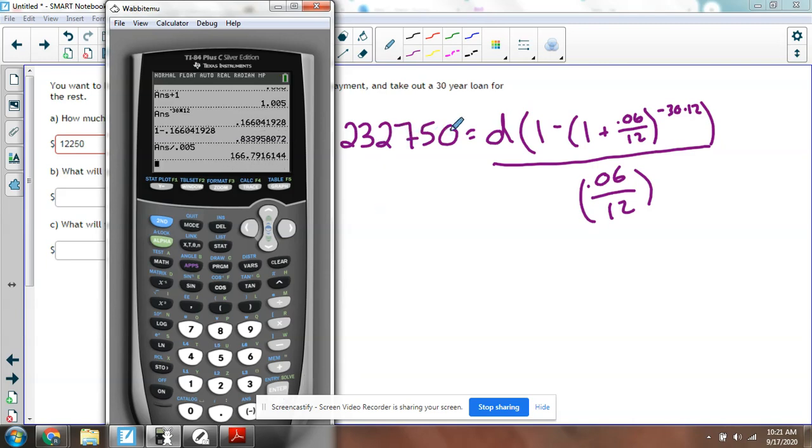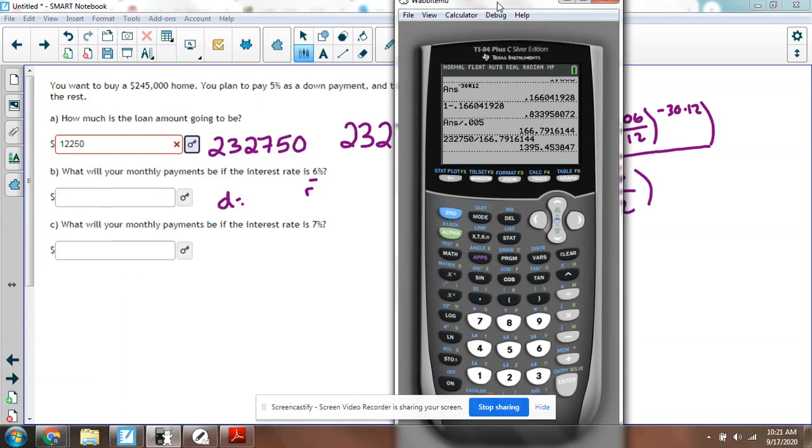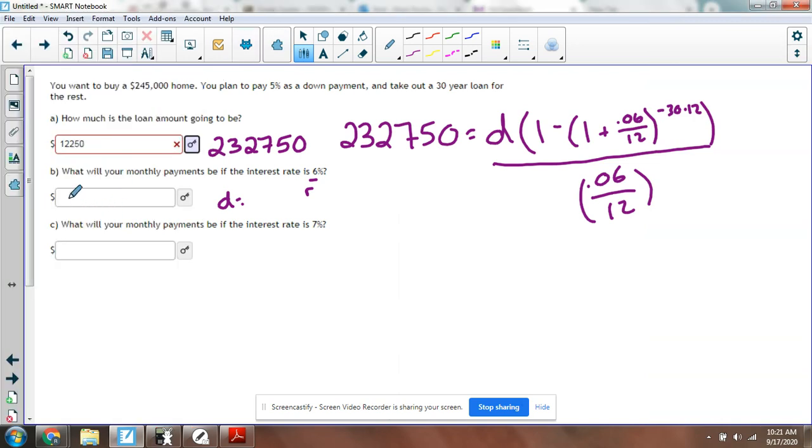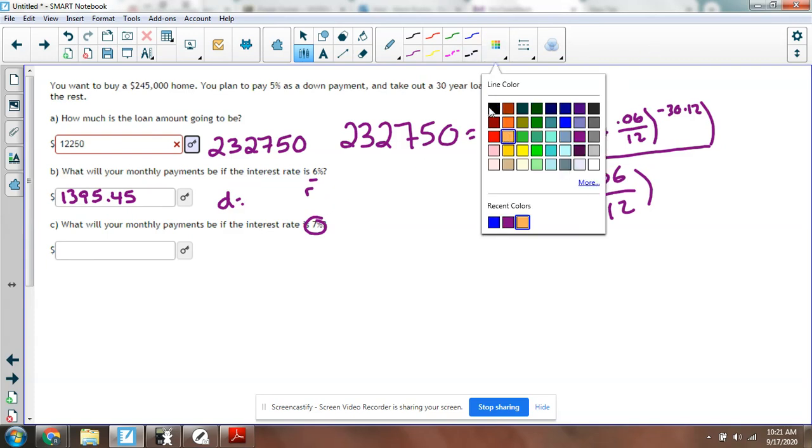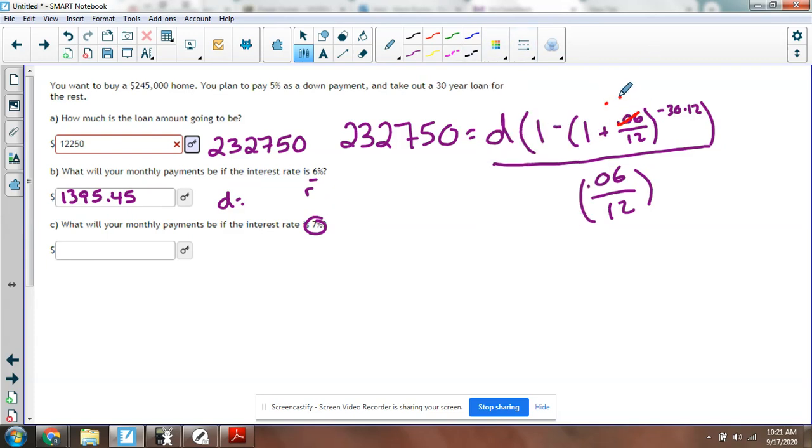So I get 232,750 equals D, and this whole thing simplified down to that number. So I'm going to get D by itself by dividing both sides by that. 232,750 divided by that. So my monthly payment is going to be $1,395.45. And then you're going to do the exact same thing, except when you go through the problem this time, you're going to change 0.06 to 0.07. And all the math is going to be the exact same. It's just you're going to get a larger answer.